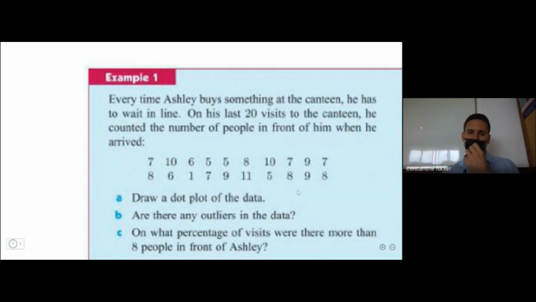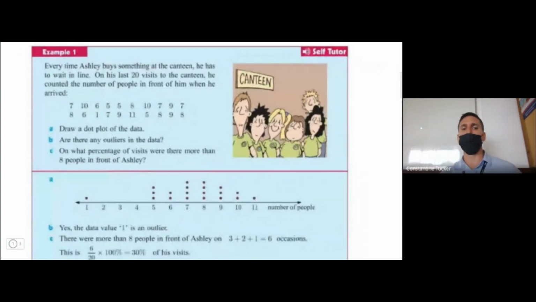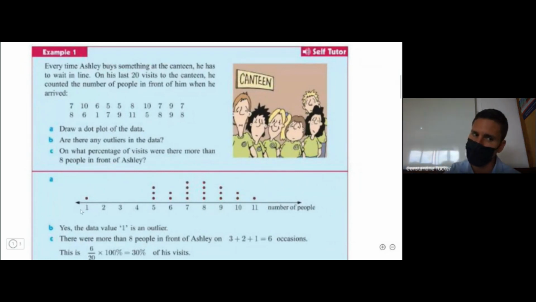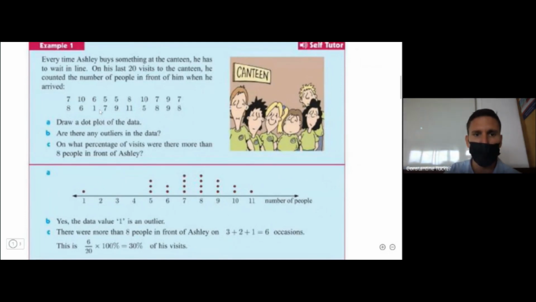Okay. So anyway, how do we draw a dot plot for this data? Well, all we have to do is basically draw a number line. Eyes on the board. Come on, this is so easy. Now, eyes on the board. Let's see. Numbers down here in the number line. The numbers will be 1, 2, 3, 4, 5, 6, 7, 8, 9, 10. And then we'll just count.